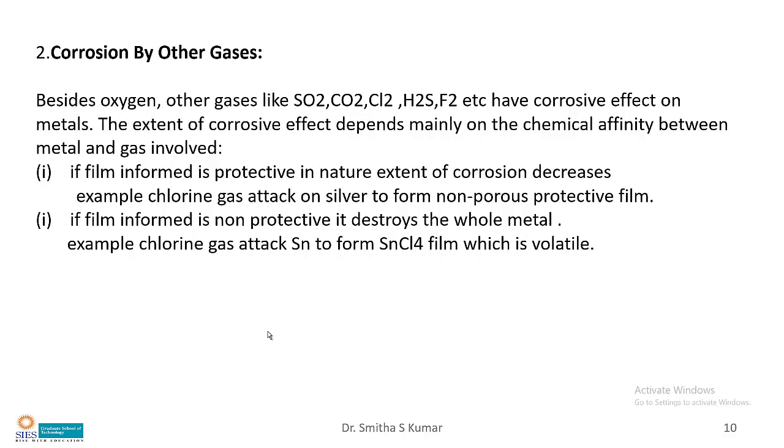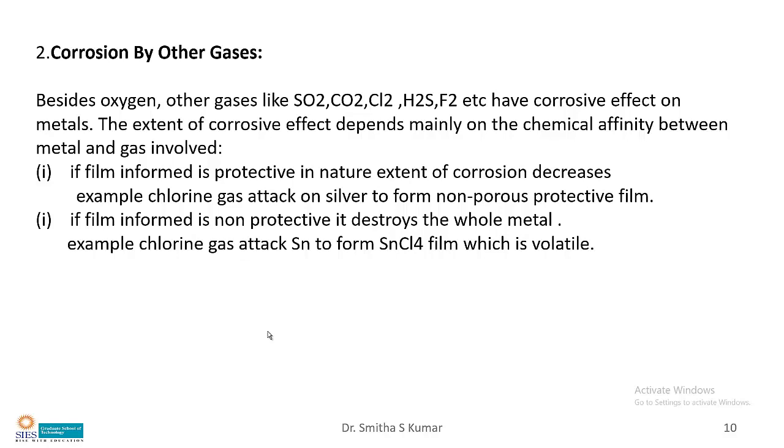Next in line is the corrosion by other gases under dry corrosion. Besides oxygen, other gases like SO2, carbon dioxide, H2S, fluorine, etc. have corrosive effect on metals. The extent of corrosive effect depends mainly on the chemical affinity between the metal and the gas involved. Degree of attack depends on the formation of the protective and the non-protective film on the metal surface.